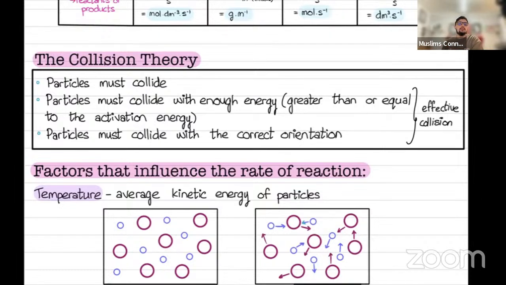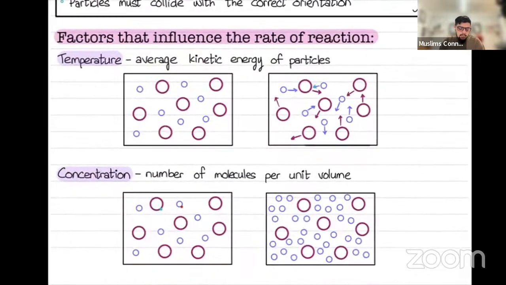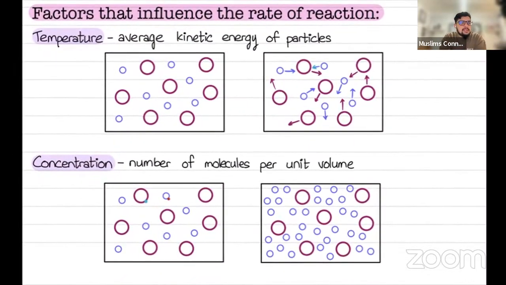Okay, so particles must collide. They must collide with enough energy, greater than or equal to the activation energy, and they must collide with the correct orientation. Now, let's quickly talk about the factors that influence the rate of reaction. And the first of which is temperature. Okay, and a little description of temperature is the average kinetic energy of the particles.